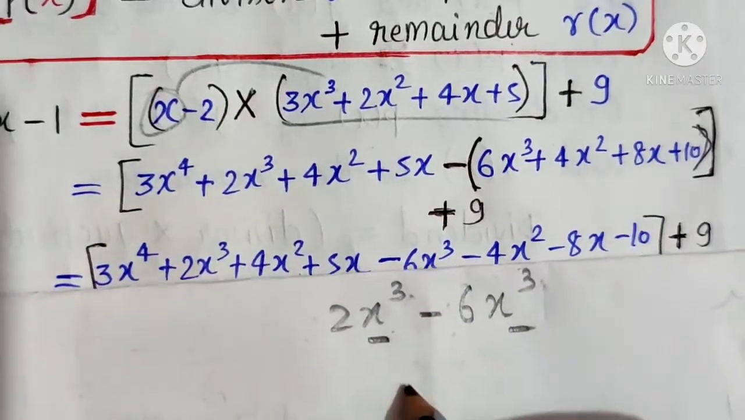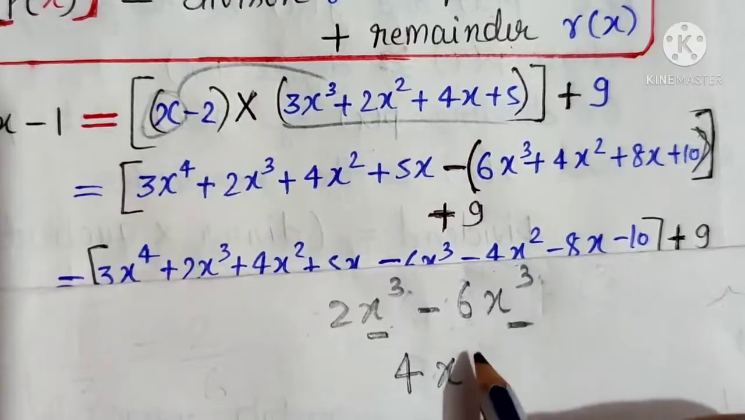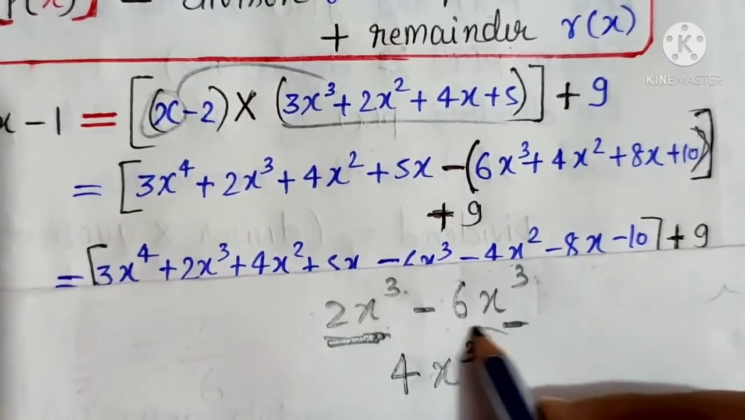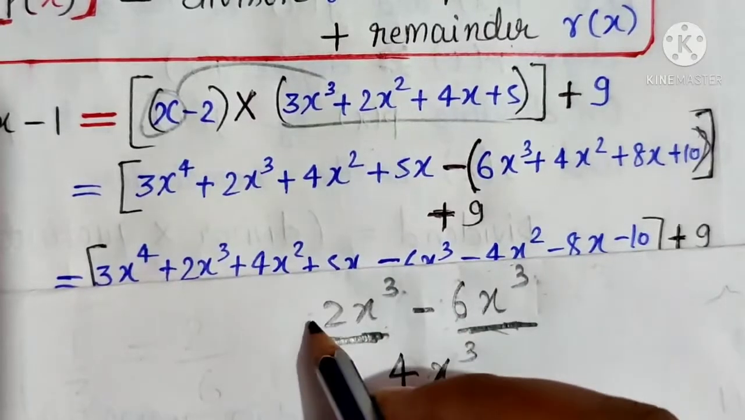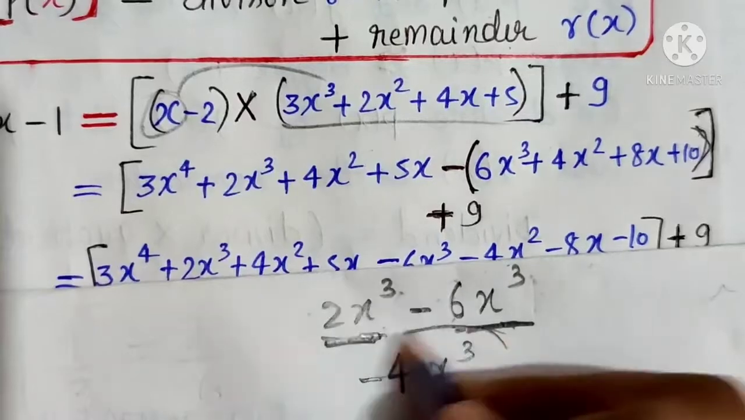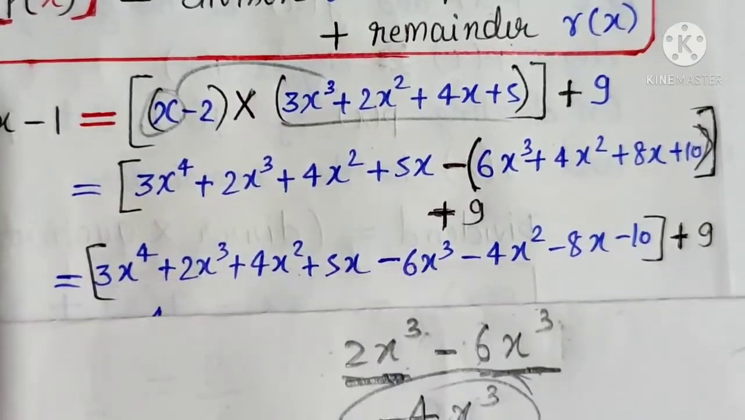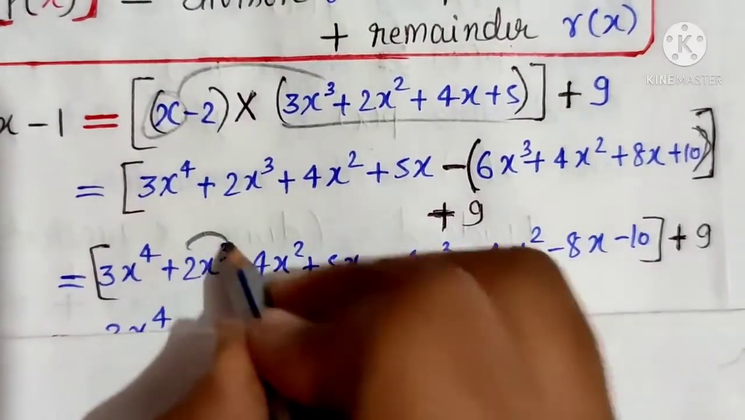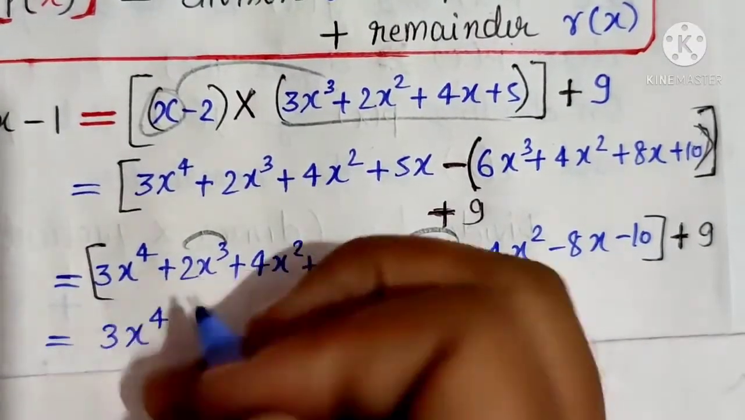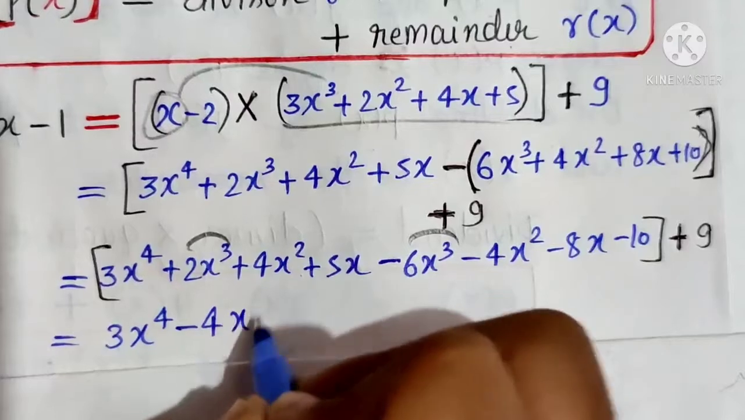So 6 minus 2, what will come? 4. Okay, 4x cube. But what sign will come? It was plus 1, it was minus 1. But 6 is greater than 2, so we have to take the minus sign, because 6 is greater. So minus 4x cube will come after solving this and this term. So we can write minus 4x cube.